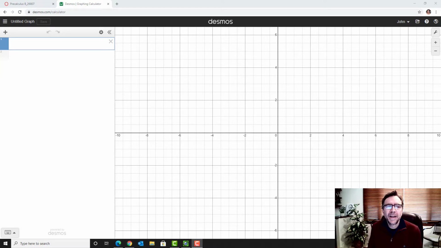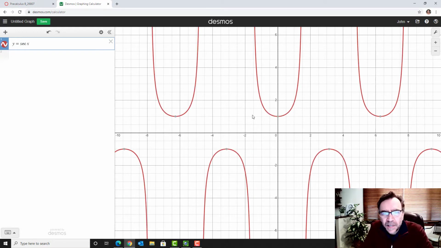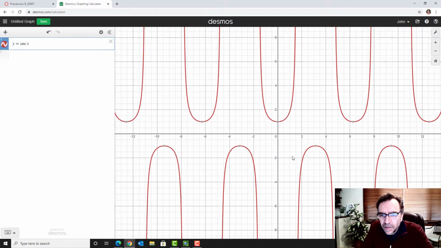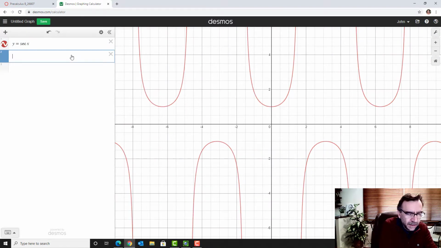Okay, here we're going to graph secant and cosecant, but first let's do it on Desmos and see what this thing looks like. So y equals secant x. You'll see here, kind of looks a little weird. And let's graph cosine right there with it. So y equals cosine x.